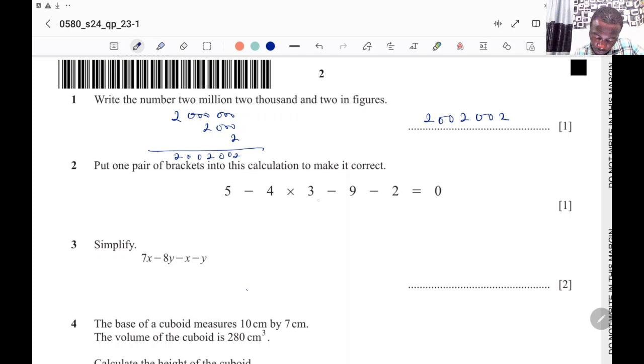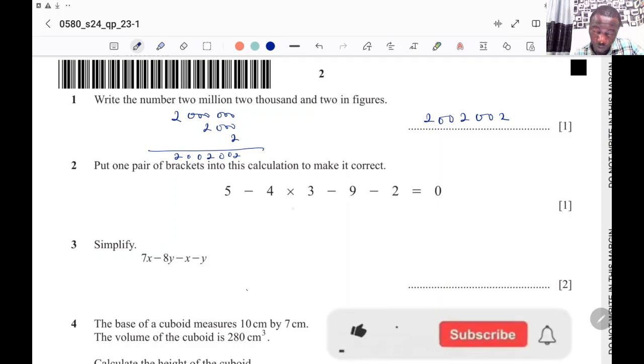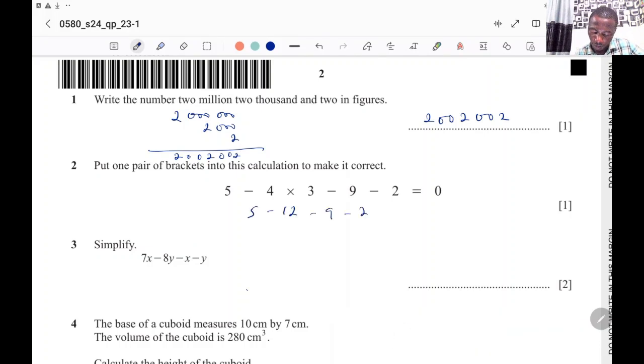If I have 4 times 3, by BODMAS we have to multiply before we can subtract. So here we have 4 times 3, which gives us 12, then 5 minus 12 gives me minus 7. Then minus 7 minus 9 minus 2 will not give me anything. If I remove the minus and say 4 minus 9, that gives me minus 2, and minus 2 minus 2 will still not give me the answer.